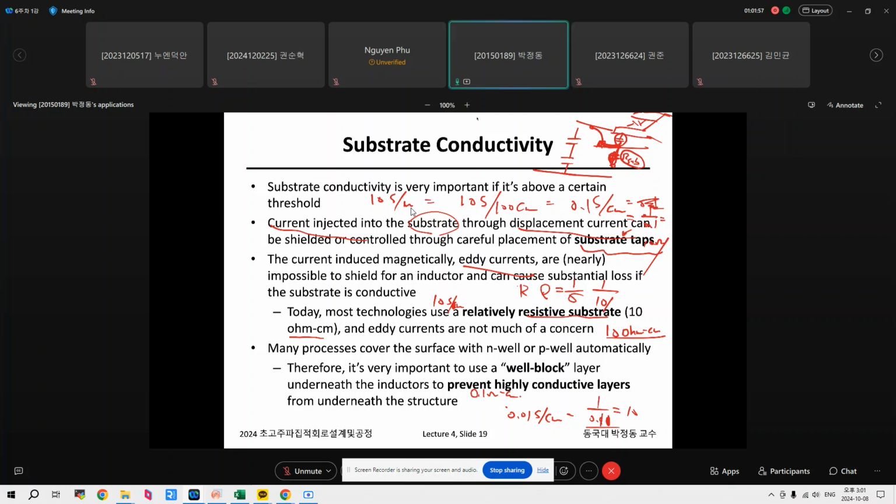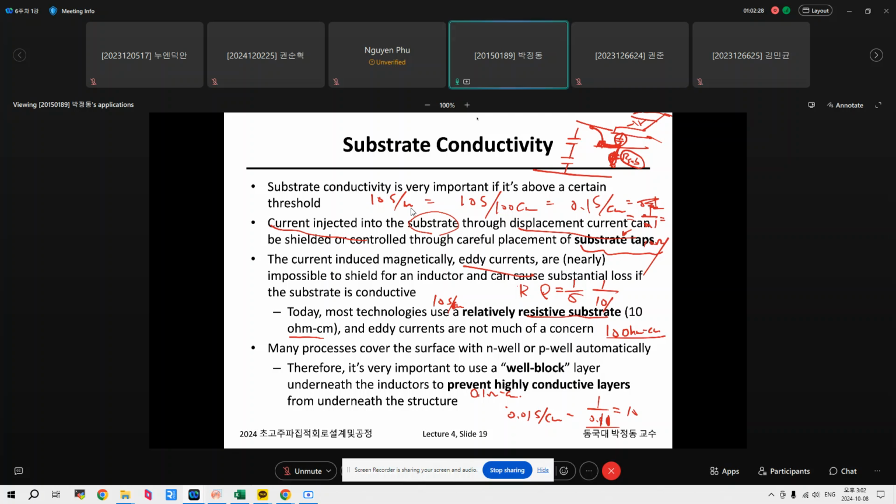Okay. So there is another issue. Okay. So this is one issue. We have a relatively low resistivity. Actually, this is low, not high. Okay. So since this has a low resistivity, it has a high loss with the eddy current and with the electric field coupling.